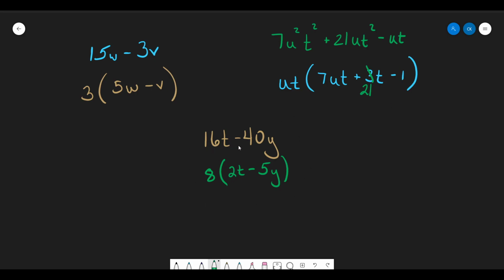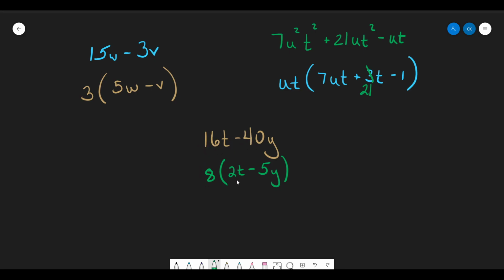Over here, 16t minus 40y, again, the coefficients, the greatest common factor between 16 and 40 is 8. But this has a t, this doesn't have a t, so I can't pull a t out. This has a y, this doesn't have a y, so I can't pull a y out, so the only GCF is just 8. So then I go and divide everything by 8.